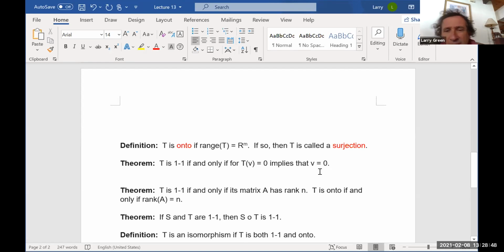So the nice thing about this theorem is if you want to show something's 1-to-1, you don't have to show that any two of them go to the same place, because that's a lot harder than just saying, hey, if you get to 0, you must have started at 0. Any questions on that idea?